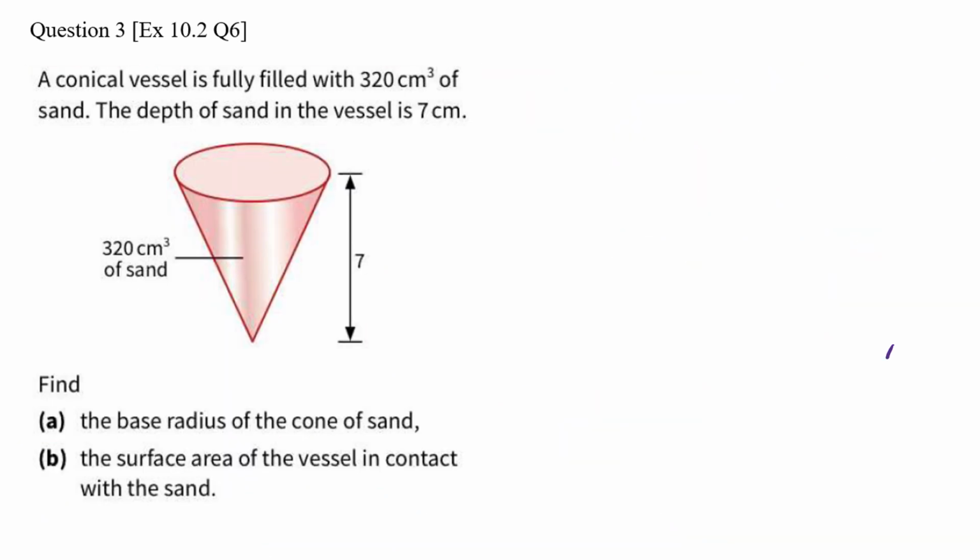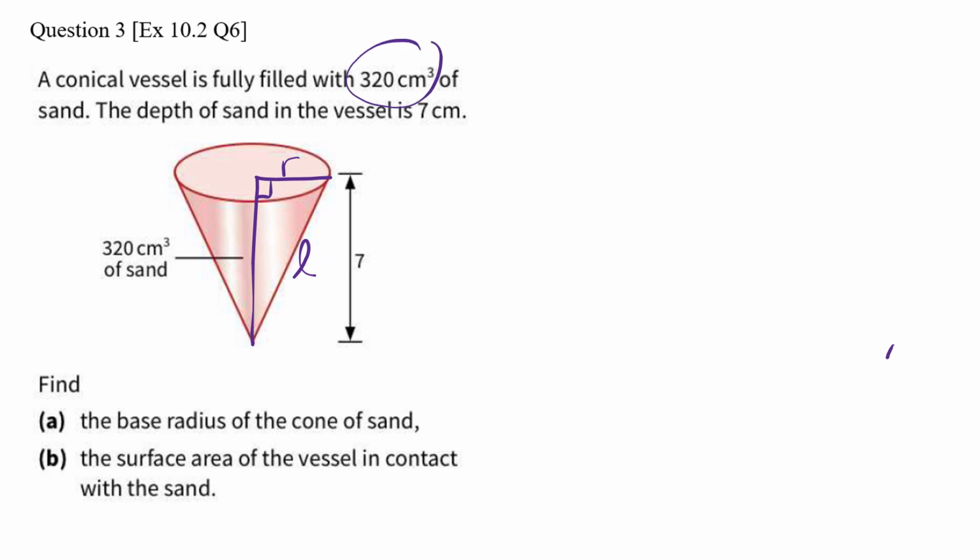Right, let's look at the next question. In this question, we're given a conical vessel filled with sand. For the first part, you're given the height to be 7 and the volume to be 320 centimeter cube, but we're not given the radius, which is what we're supposed to find in part A. So let the radius be r, and we're also not given the slant height, so let's call it L.